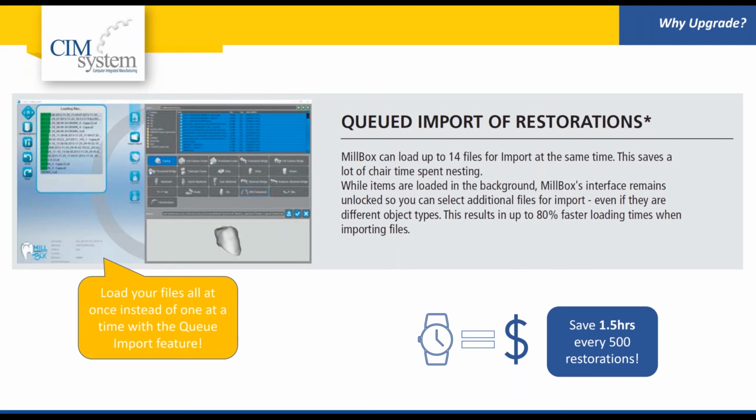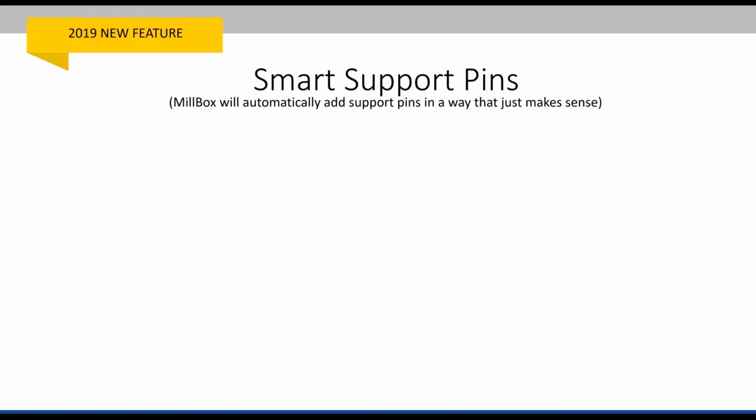Every 500 restorations are going to save 1.5 hours just by using this feature. So update, please, use this feature. It's going to save you 1.5 hours every 500 restorations. So you do the math on how much an hour is worth to you in your lab. 80% faster loading times than they used to be. Pretty cool. So that's multiple import of restorations.